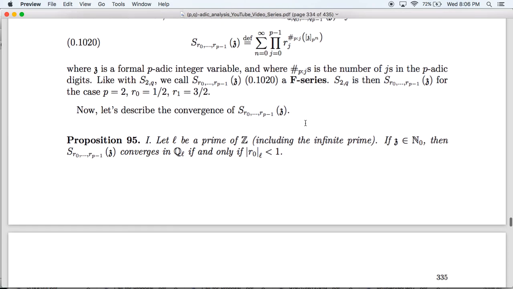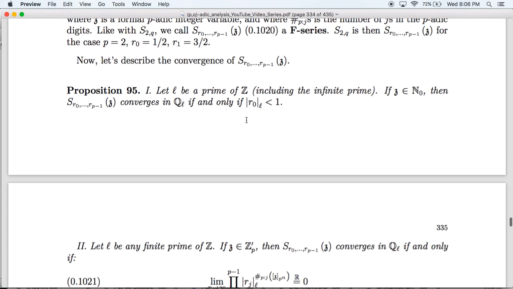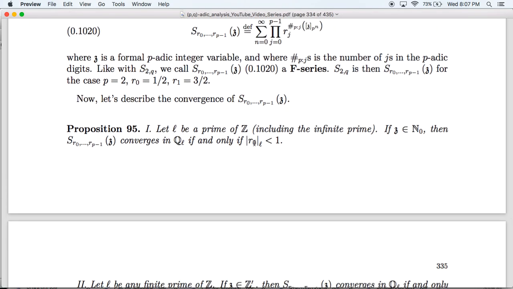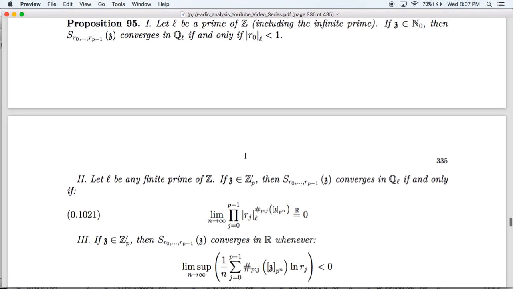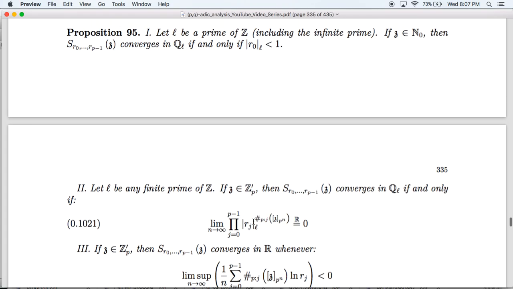So now let's just describe the convergence properties here. So let l be a prime of Z, including the infinite prime. If z is a non-negative integer, our F-series will converge in Q_l if and only if r_0 is less than 1 in l-adic absolute value. Likewise, let l be any finite prime of Z. Then if z is in Z_p prime, meaning it has infinitely many non-zero p-adic digits, then our F-series converges in Q_l if and only if the l-adic absolute value of the nth term goes to 0.